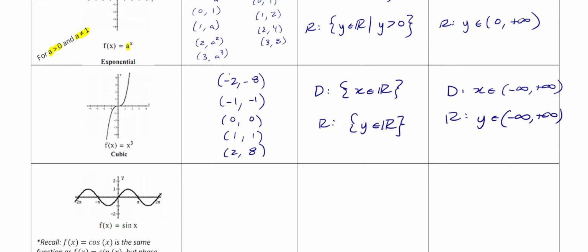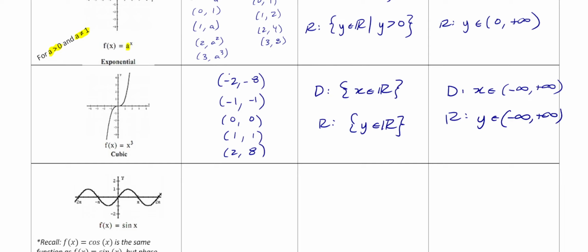Okay, so as you can see here, I just picked -2, -1, 0, 1, and 2 as my parent points. And then what we did here is we took the -2 and we cubed it, so that would give me -8. -1 cubed is -1, 0 cubed is 0, and so on. The domain and range is pretty straightforward. It's just x ∈ ℝ and y ∈ ℝ.